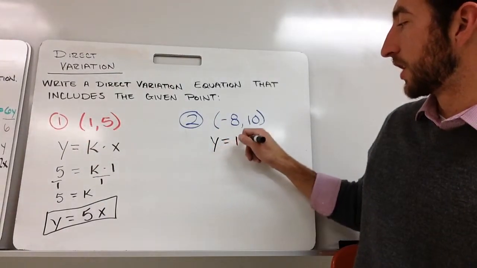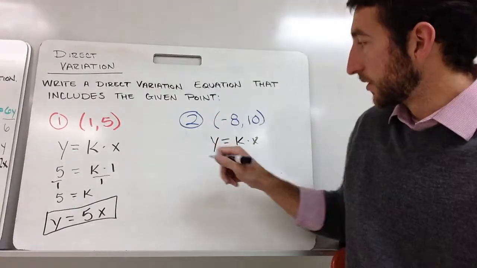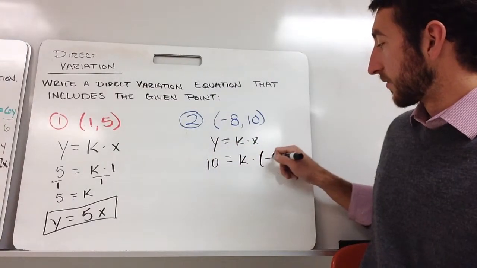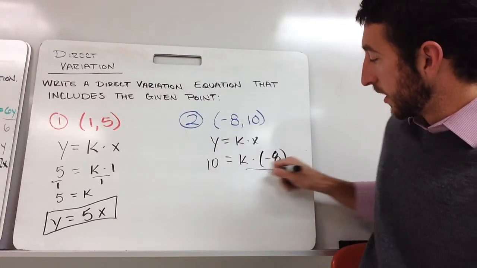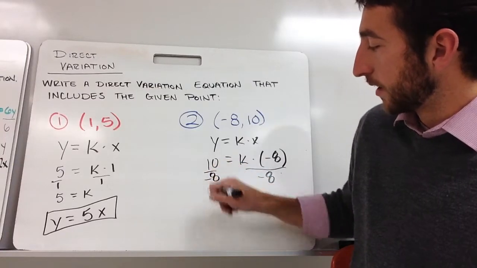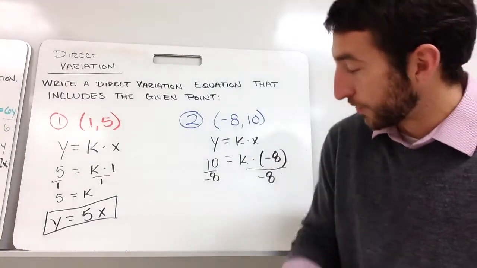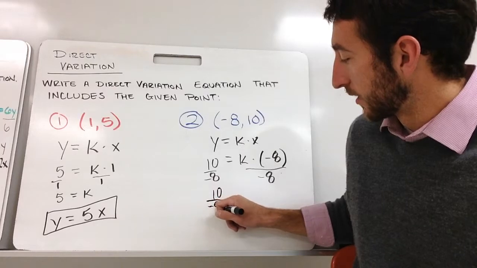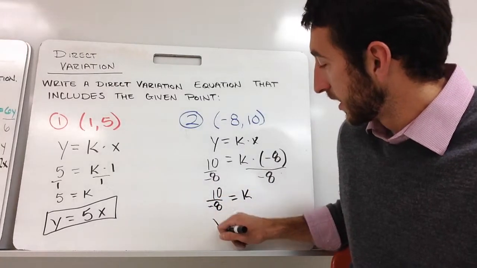Do the same thing over here. Start with my equation, y equals k times x. So I start there, plug in my values. So I've got 10 equals k times negative 8. Okay, I got to solve for k. So I'm going to divide both sides by negative 8. You can either convert this to a decimal or leave it as a fraction or reduce your fraction. I'm going to just leave it alone. So that's 10 over negative 8 equals k, which I'm fine with you leaving it like that.